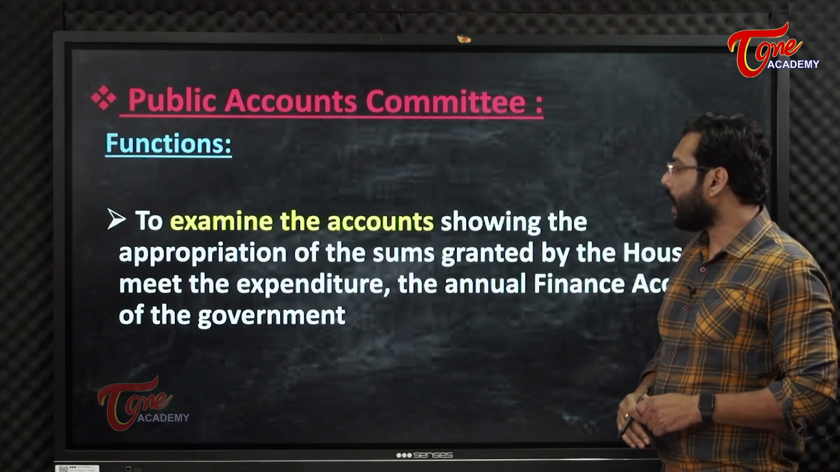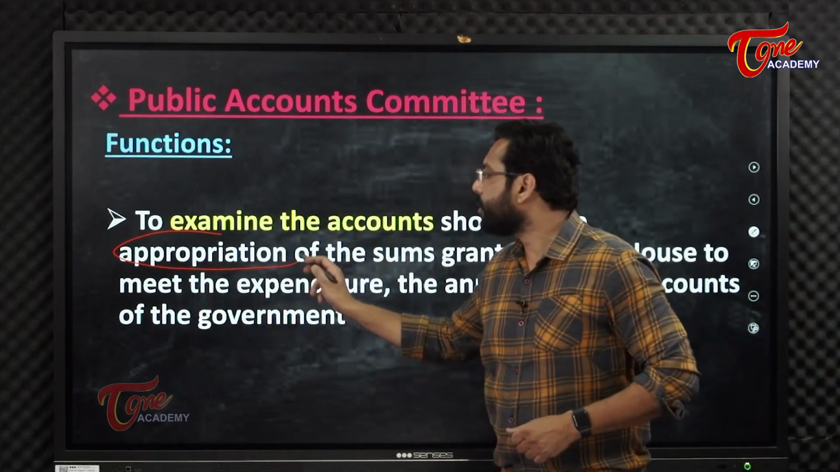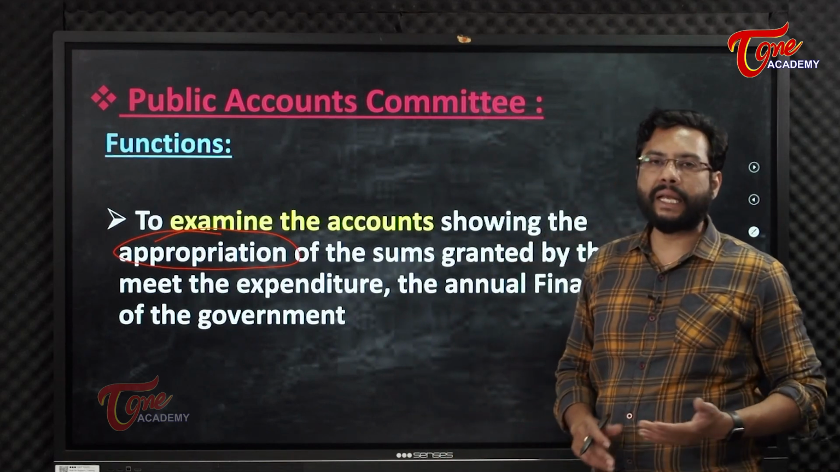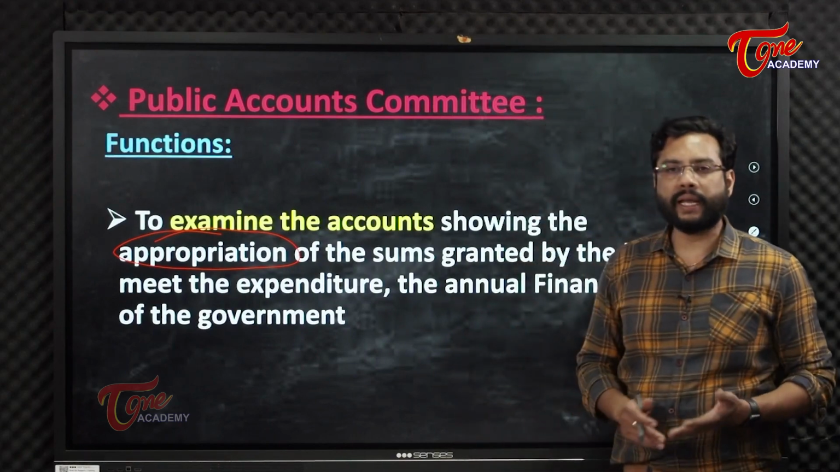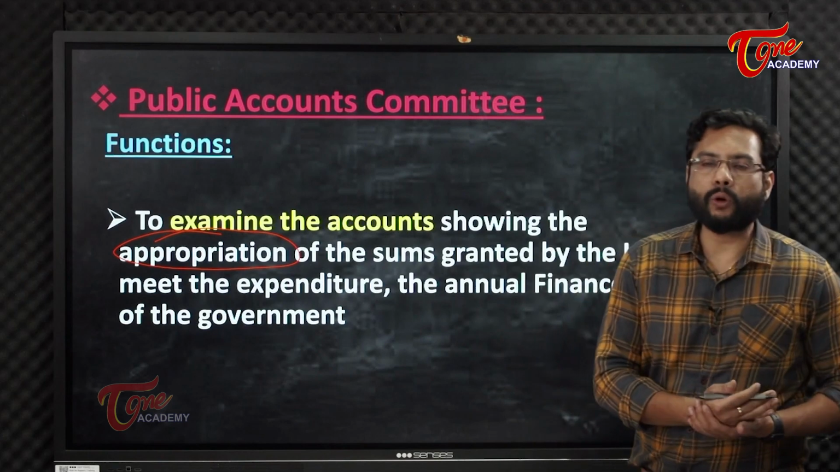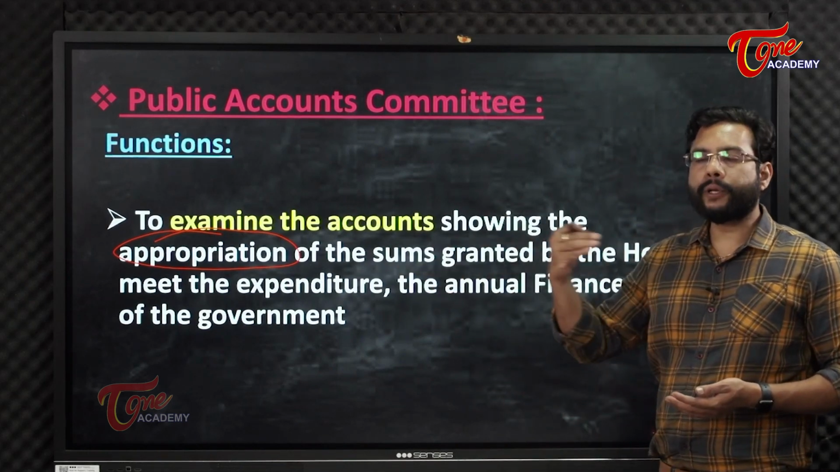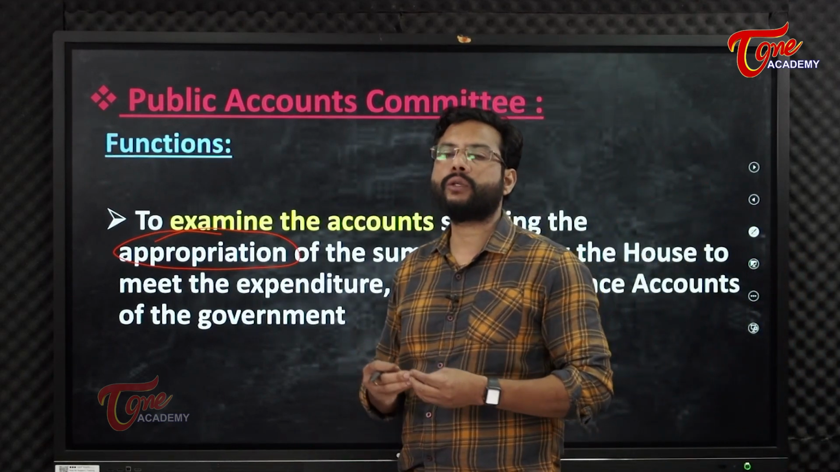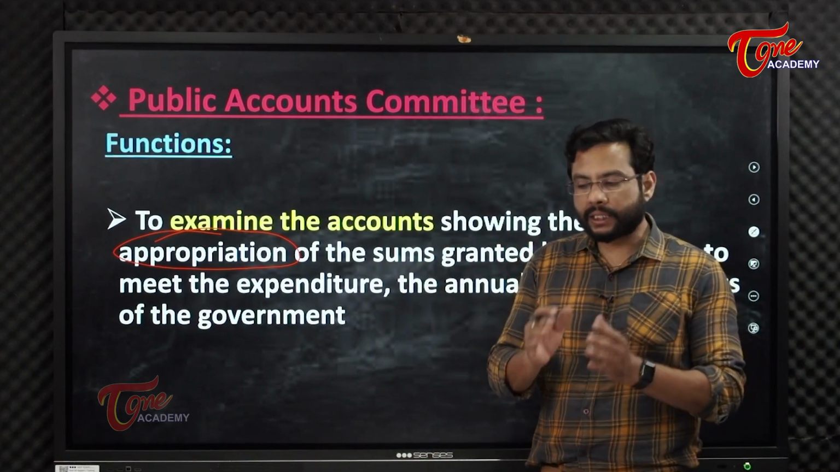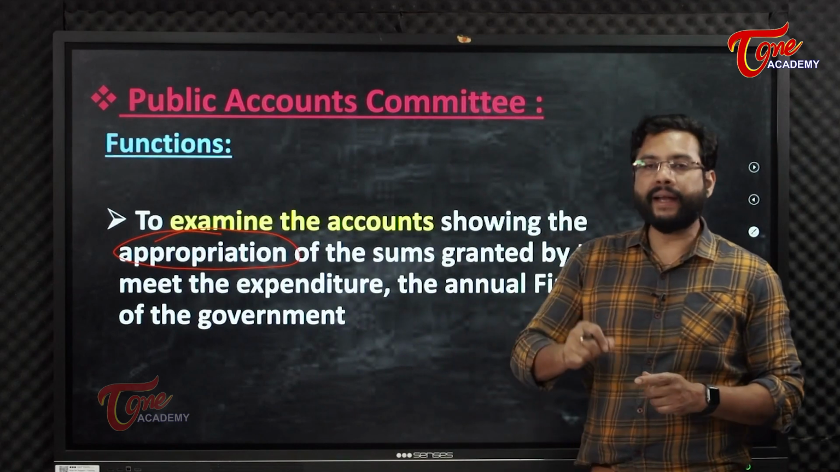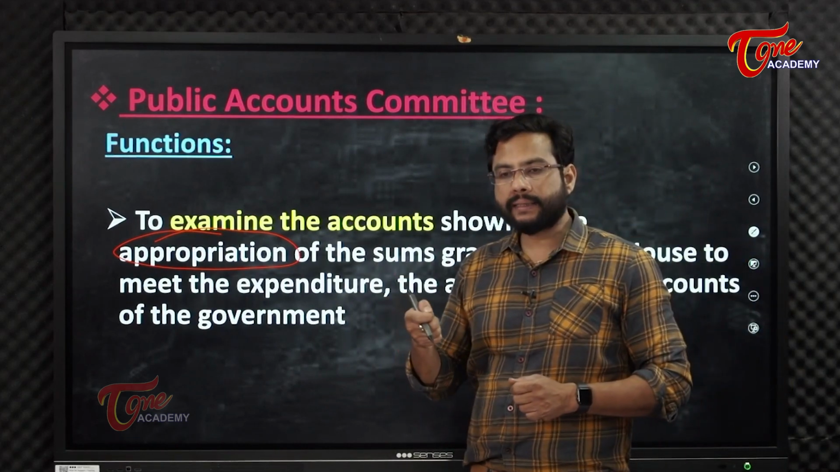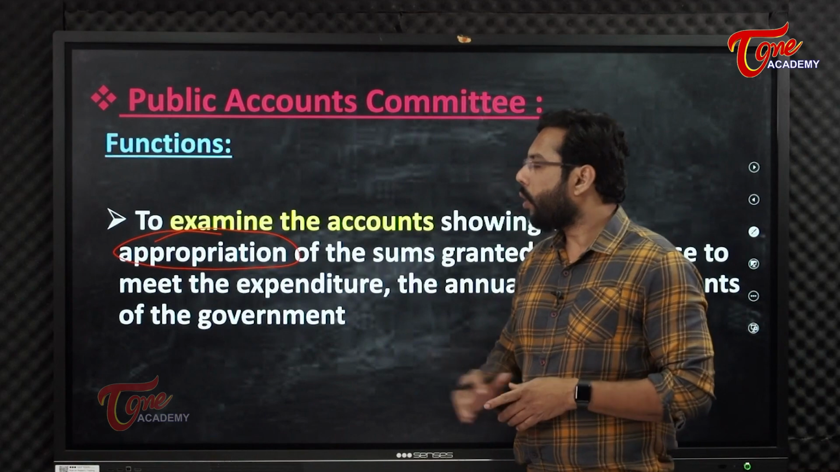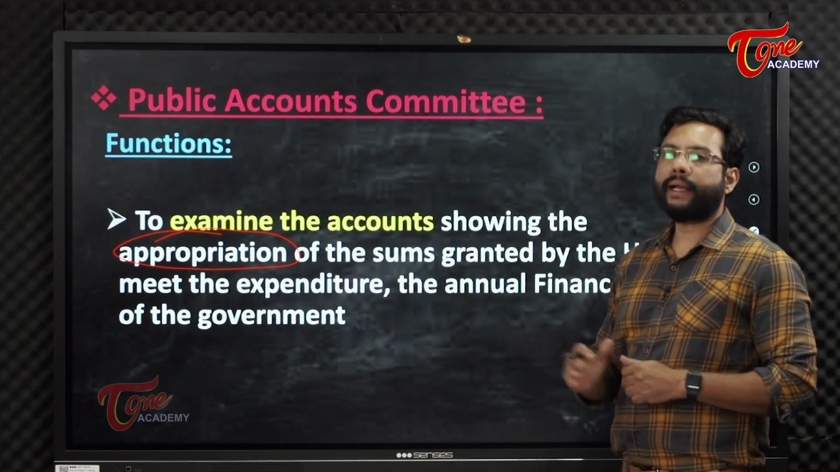So it examines the accounts showing the appropriation. The word appropriation means spending of money on various programs and projects, be it welfare schemes, developmental schemes, or various policies: health policy, education policy, defense policy, whatever policy we call. So the appropriation of such budget should be examined by the PAC: whether such allocation of money to a particular program has been spent on that head, and if it is spent, what are the results? Did we get the result as we expected? Is there any diversion of the budget? All these things have to be ensured by the Public Accounts Committee.